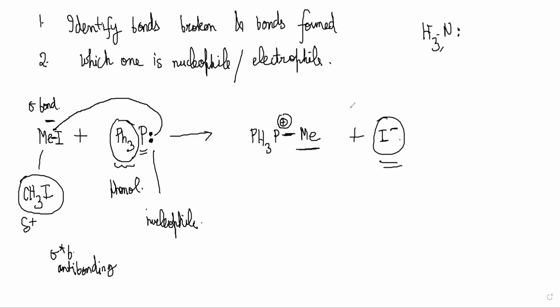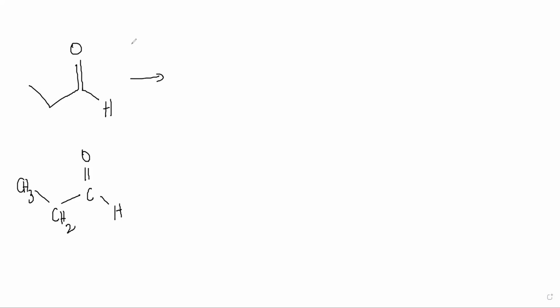Okay. Mechanisms with several steps. So let's look at this one. There is an aldehyde. This compound is called an aldehyde. So the actual structure of this is CH3CH2C double bond O H. And now you are adding sodium cyanide and water.